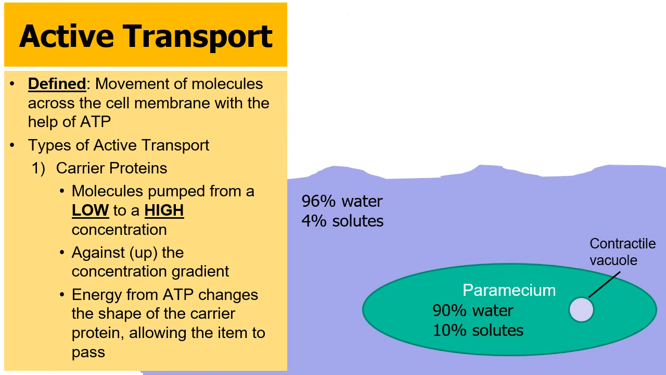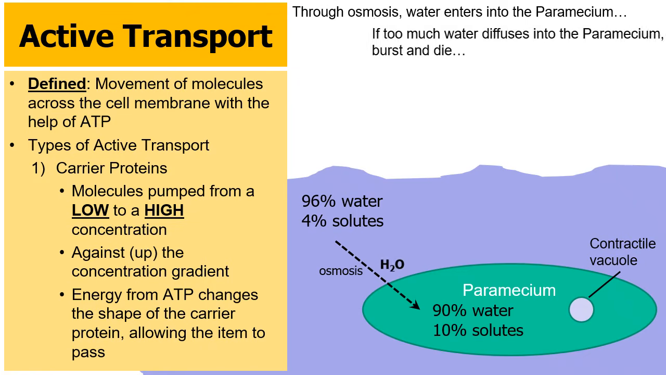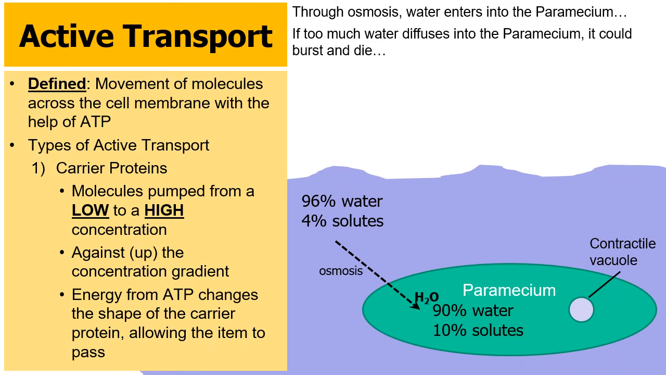So in this little animation, notice the concentration of the water. Let's pretend it's 96% water, 4% solutes. And so through osmosis, from a high to a low concentration, water is going to enter this paramecia, and water is going to flow into the paramecia. It's going to swell, it's going to expand, and if you're the paramecia, this could be deadly. Because if too much water diffuses into you, the paramecia, it could cause you to burst and die. And obviously you don't want that.